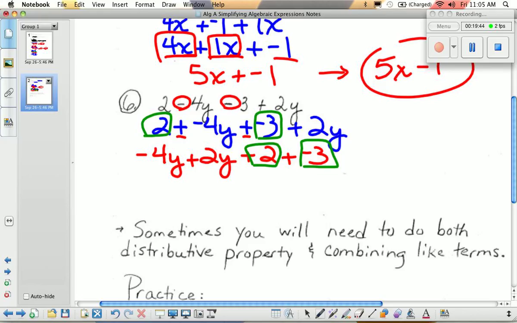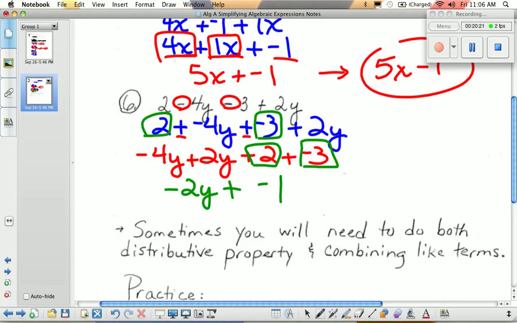So our like terms are the y's and the constants. How many y's do we have when we combine these two terms of y's? Negative 4y plus 2y. Negative 2y. Negative 4 plus 2 is negative 2. And then 2 plus negative 3. What's that? It's 2 above 0, the temperature drops 3, it's at negative 1. So plus a negative 1.